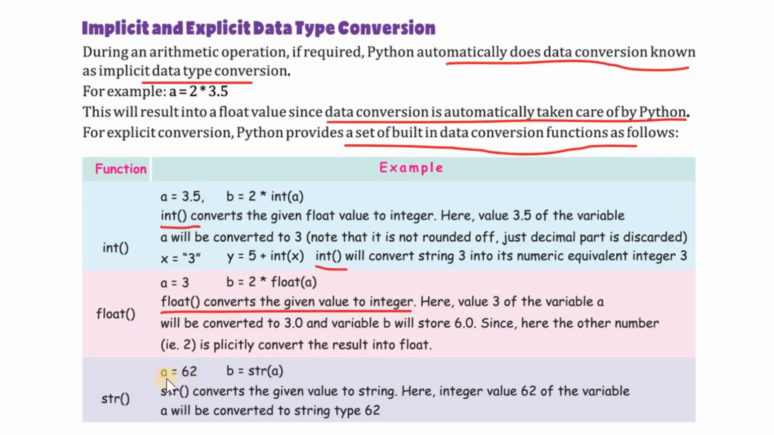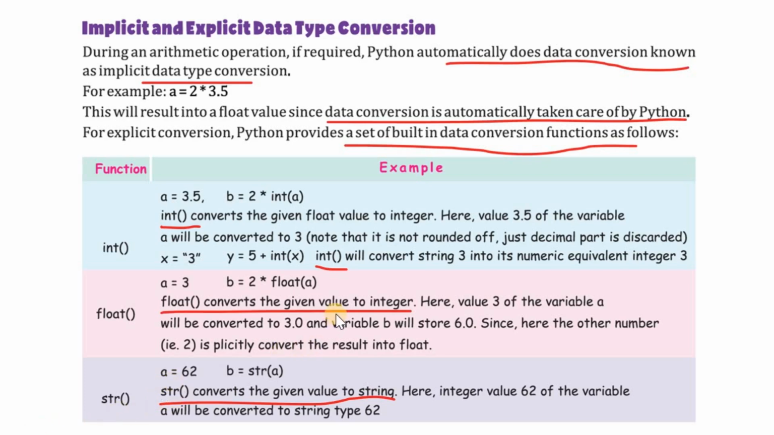See yet another example. a = 62 and b = str(a). Now what is this str(a)? Well, str converts the given value to string. Now here the integer value 62 of the variable a will be converted to string type "62". Okay, since 62 is an integer, it will be converted to a string using this string conversion.